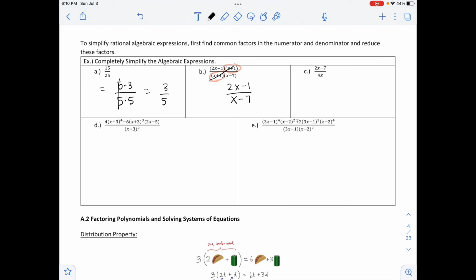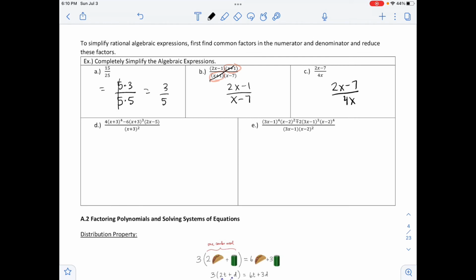Part C says 2x minus 7 over 4x. And for this one, we can't reduce anything. If you notice, there is an x in the numerator and an x in the denominator, but because there are other terms, like that minus 7 in the numerator, it's not a factor. So we're unable to reduce and cancel things out on that one.